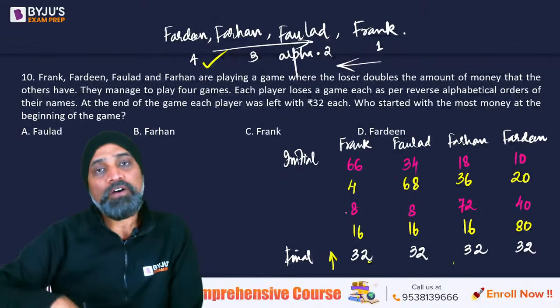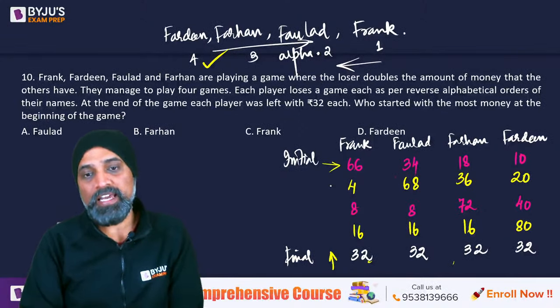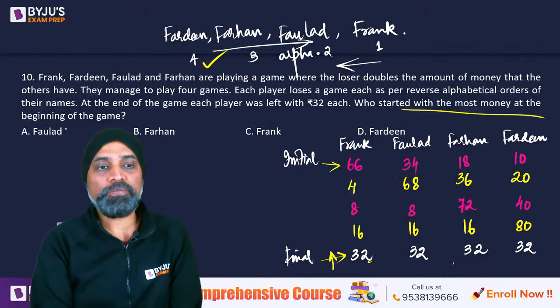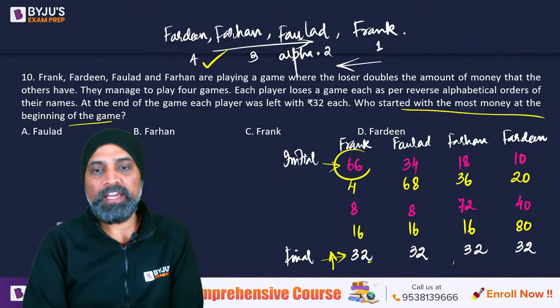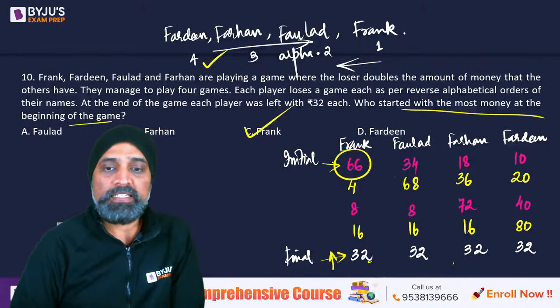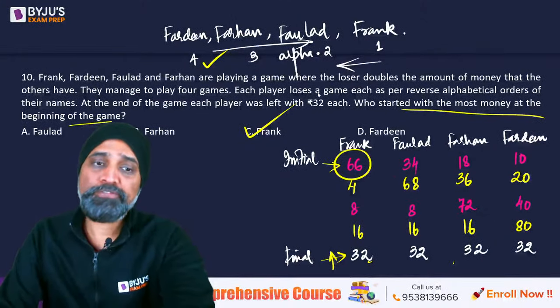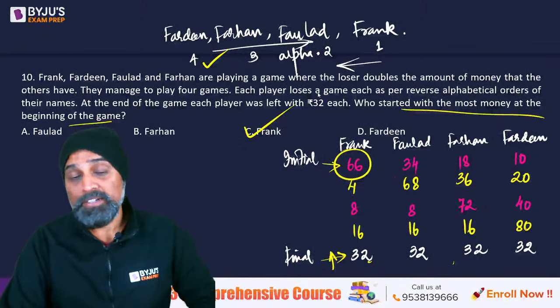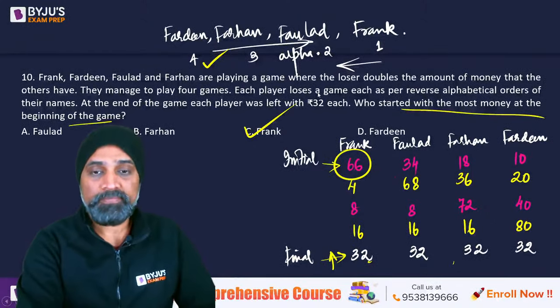So this is the amount of money they initially had, and this is the amount of money they are going to finally have. Question is, who started with the most money at the beginning of the game? So Frank started with the most money at the beginning of the game. This is a very typical question. You guys may have solved similar questions while preparing for CAT or SAT or IFT, right? Okay.